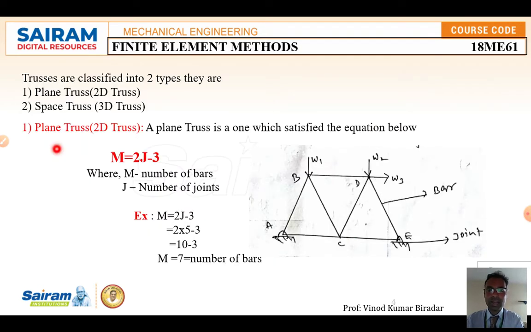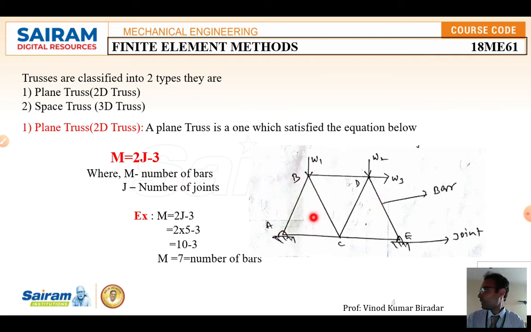Trusses are classified into two types: the plane truss, called a 2D truss, and the space truss, called a 3D truss. A plane truss is a truss that satisfies the equation m equals 2j minus 3, where m is the number of bars and j is the number of joints. Consider this example.